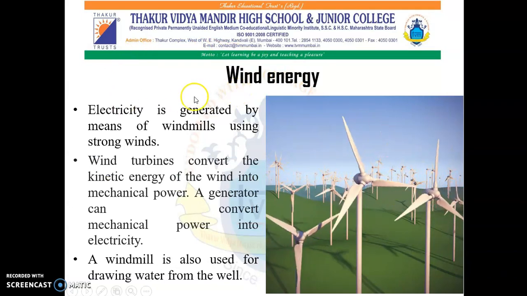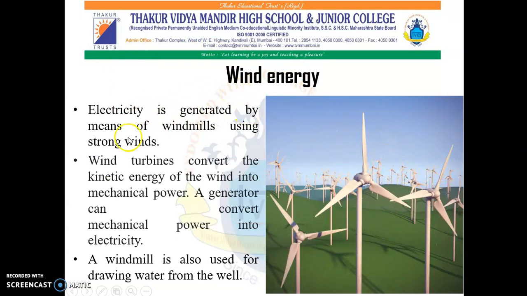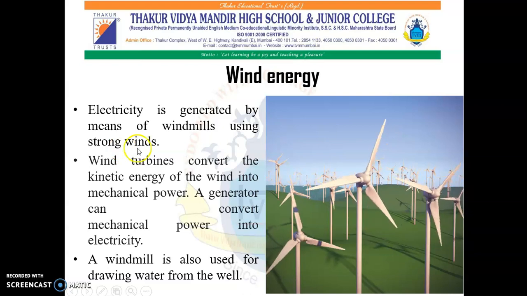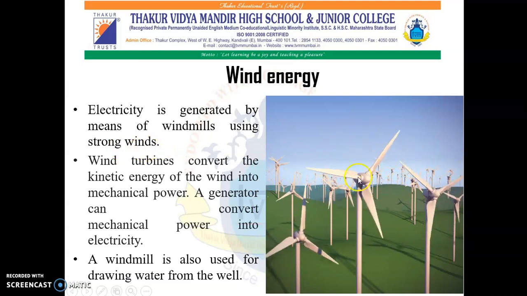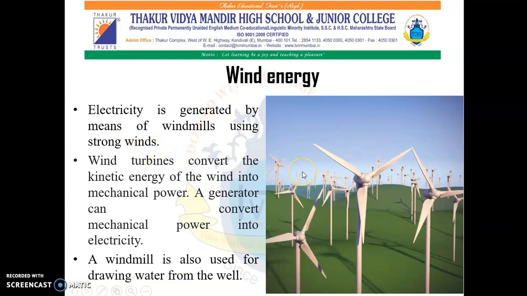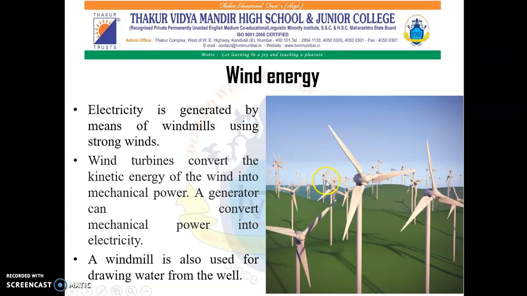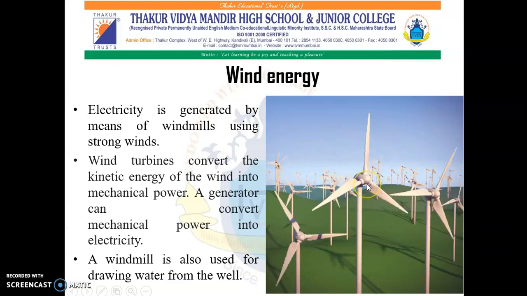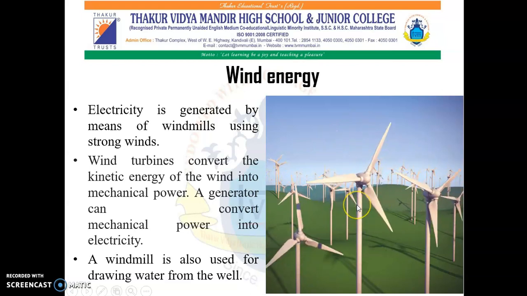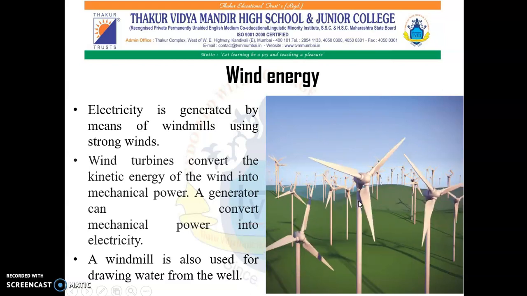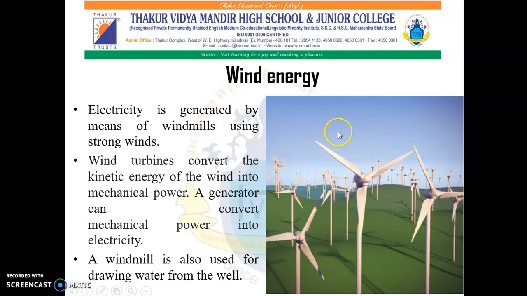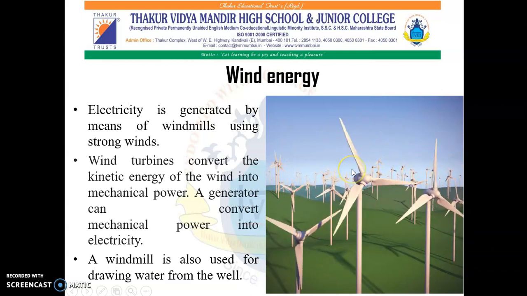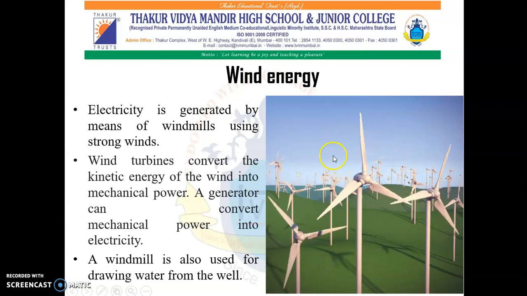Wind energy. Electricity is generated by means of windmills using strong winds. Windmills are shown over here in the picture. They have wind turbines. So wind turbines convert the kinetic energy of the wind into mechanical power, and a generator can convert mechanical power into electricity. A windmill is also used for drawing water from the well.